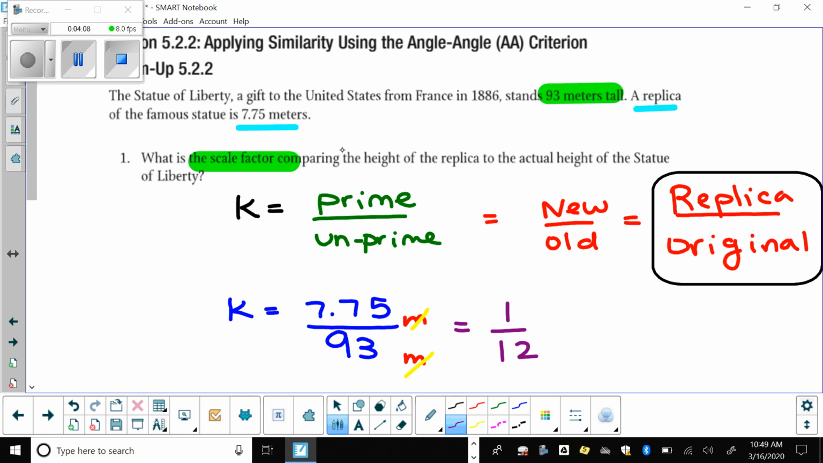If you remember, we talked about scale factor last week. Scale factor is our K value, and we thought of it as the prime over unprime. The prime is our new size of the figure, whether that's an enlargement or a reduction, over the old, which is really the original. So in the context of the problem, we find the scale factor by setting up the replica over the original. Here's my setup, here's my scale factor. Notice the units cancel. When we talk about the K value, the scale factor, there are no units.